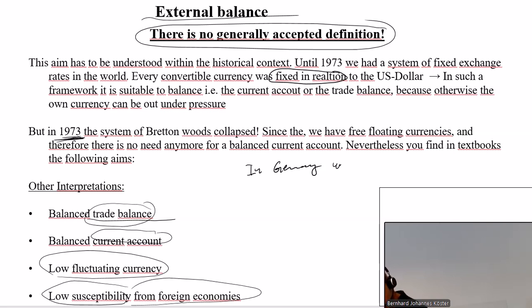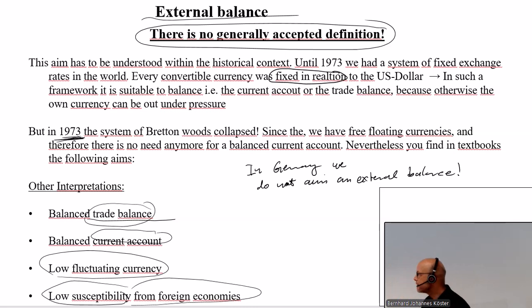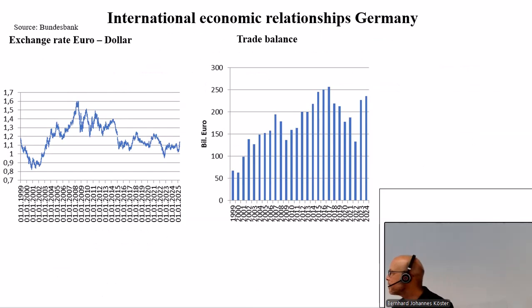we do not aim at an external balance. And sometimes in textbooks you find that this would be the aim, but in practice we do not find it. And here are the numbers.